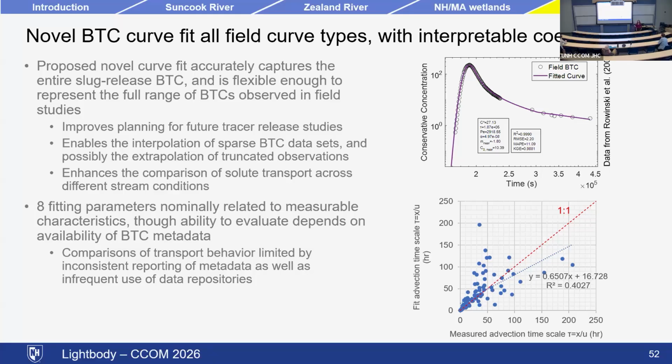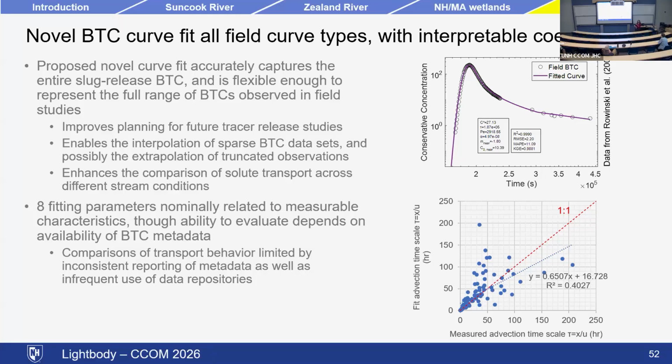It is not a perfect relationship. And that is in part because when you go and measure the velocity within a stream, you're measuring it generally at one cross section. And what we're getting from these solute studies is really an average over the entire reach, and that may be different. We know that streams flow faster in some regions and slower in other regions.